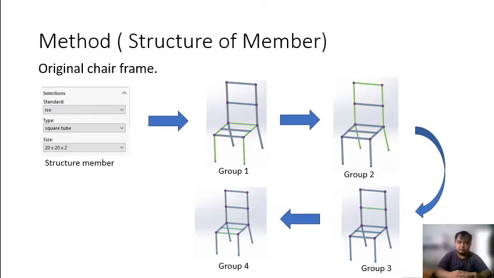Okay, here is how we construct the groups of the J frame. Group 1 is the front leg. Group 2 covers the back frame. Group 3 covers the middle frame, and group 4 is the top flat frame.